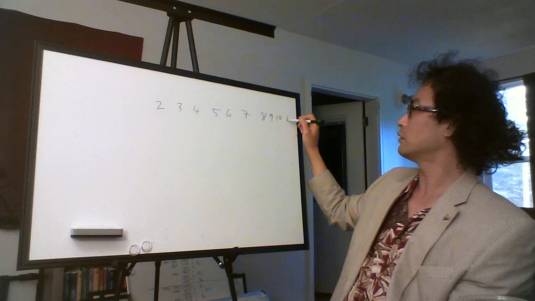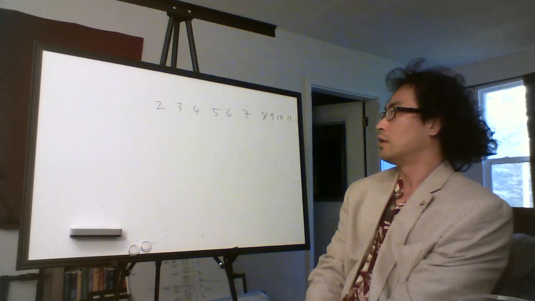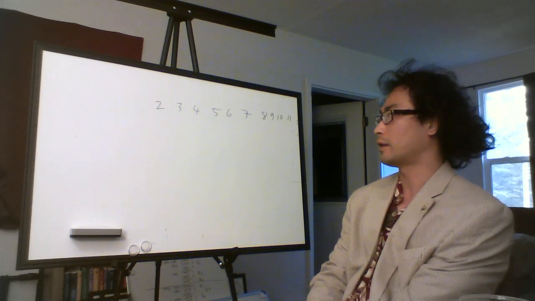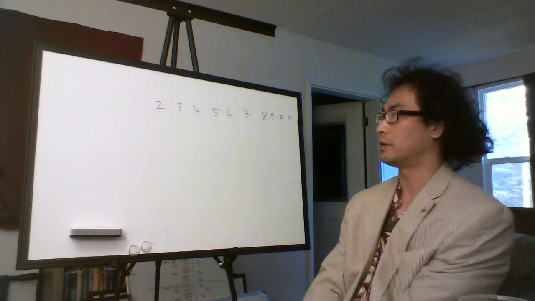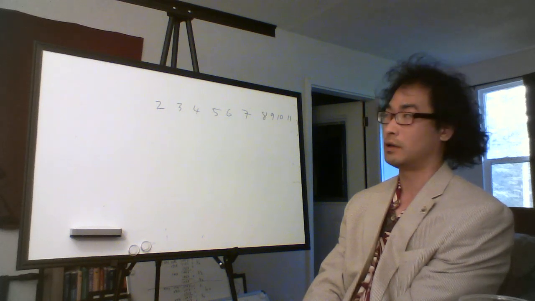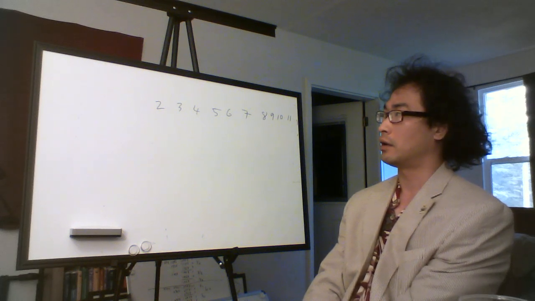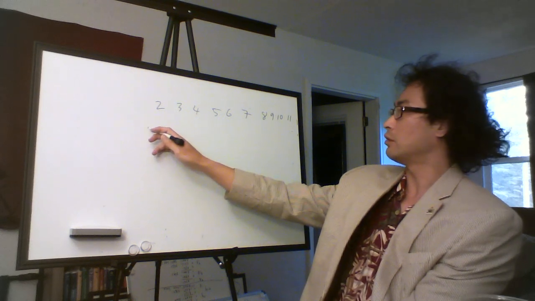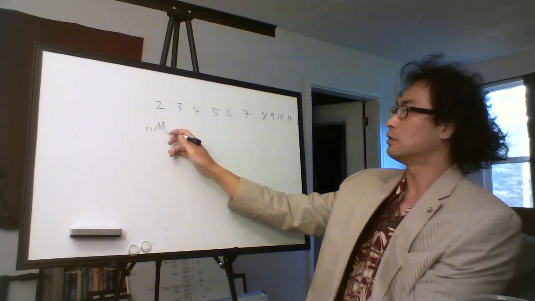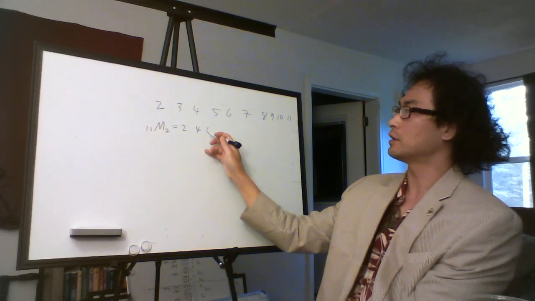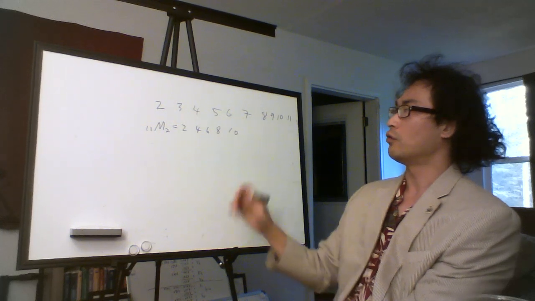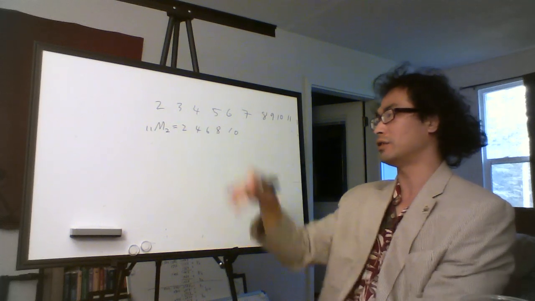9, 10, 11. So this set of 10 numbers can be expressed as a union of multiples. You have 11 multiple 2 is equal to 2, 4, 6, 8, 10. We are not going to do curly brackets and commas.